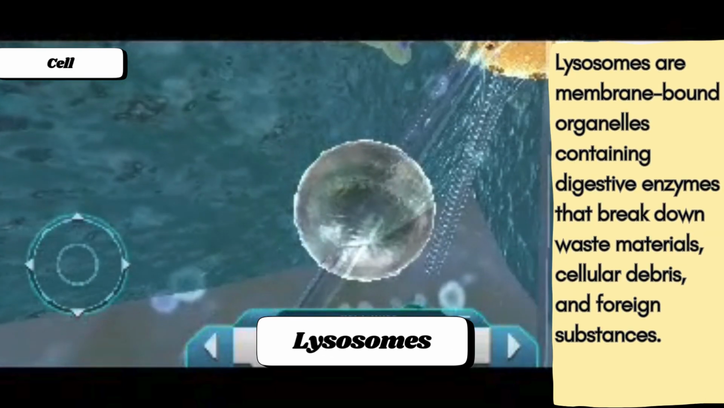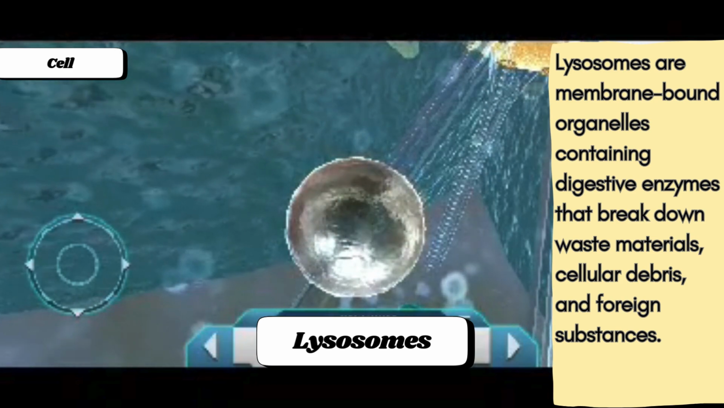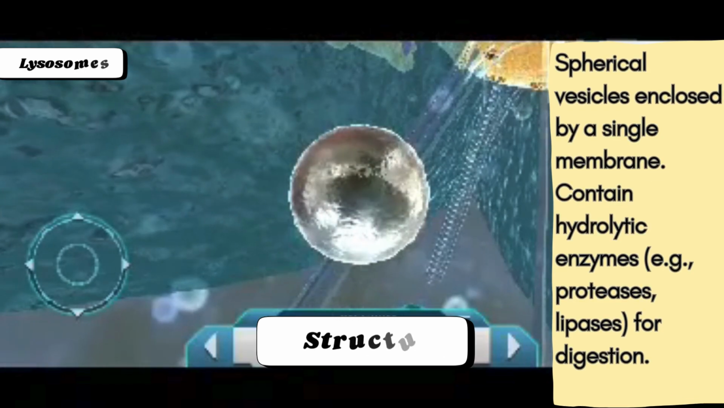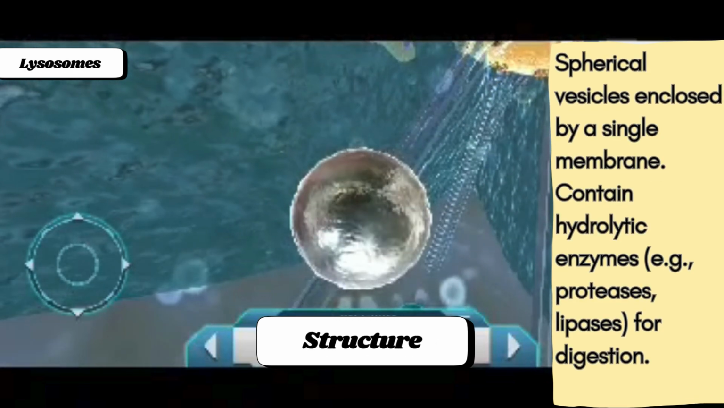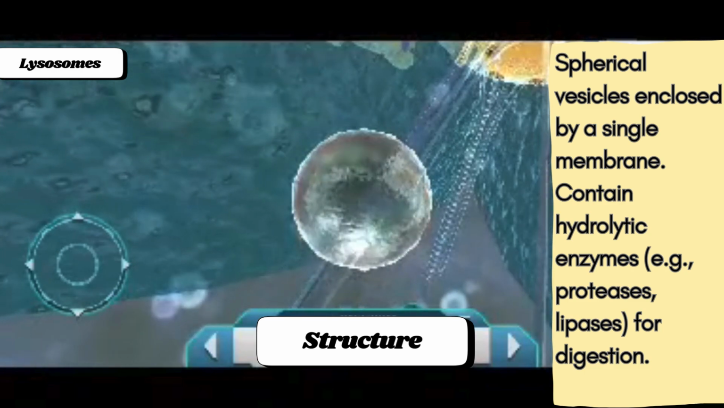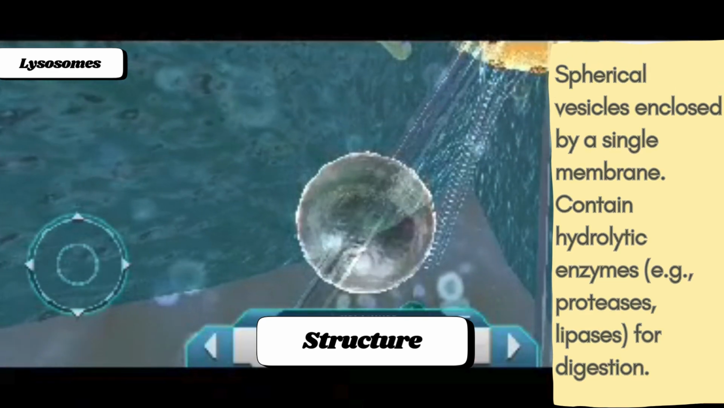Lysosomes are single membrane bound small sac like structures. They contain a variety of digestive enzymes. The enzymes contained in lysosomes are synthesized on rough endoplasmic reticulum and then transported to Golgi apparatus. Lysosomes then bud off from Golgi apparatus with their enzymes.